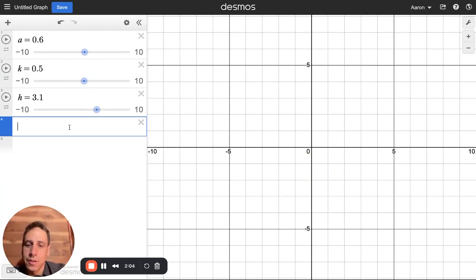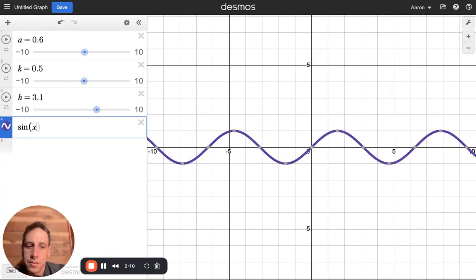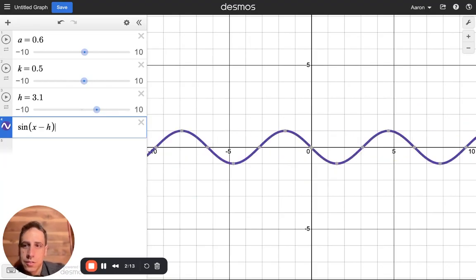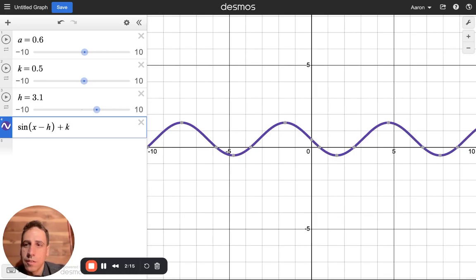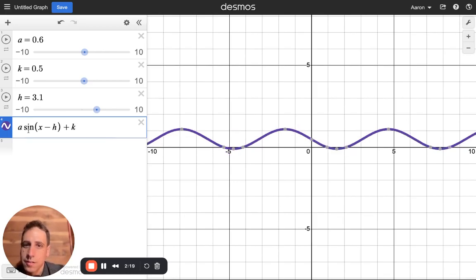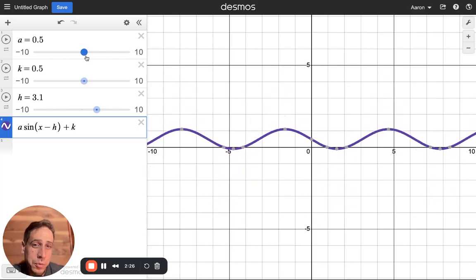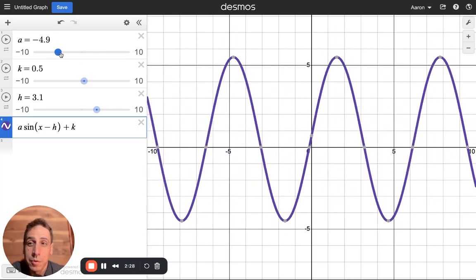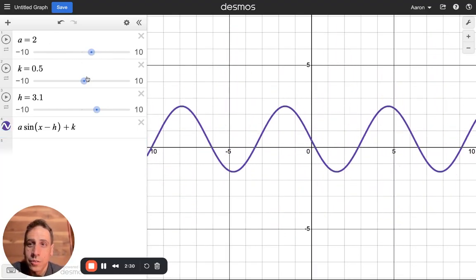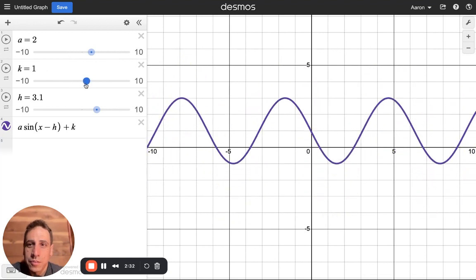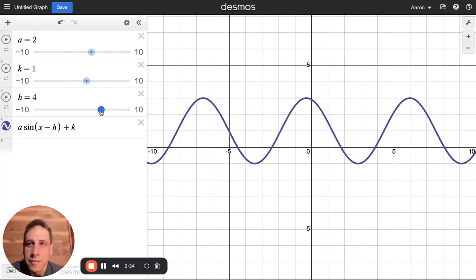Let's do sine, s-i-n, parentheses, x minus h plus k, using the same sliders as before. Oh, and then the a out front, a. So it's a very curvy, wiggly function, and I'm not going to explain it very much. It looks pretty cool, but what you can do is you can use the sliders to shift it up, down, left, right.